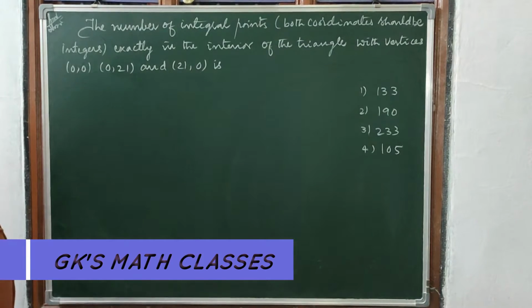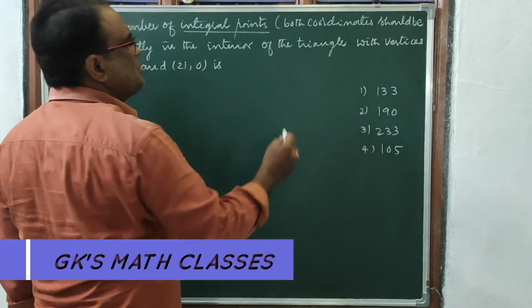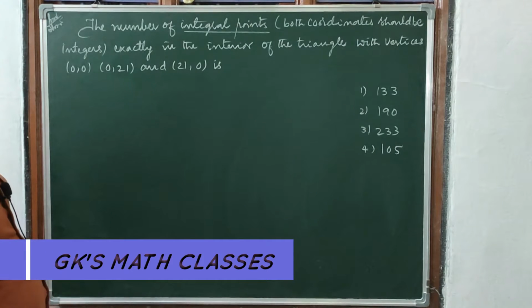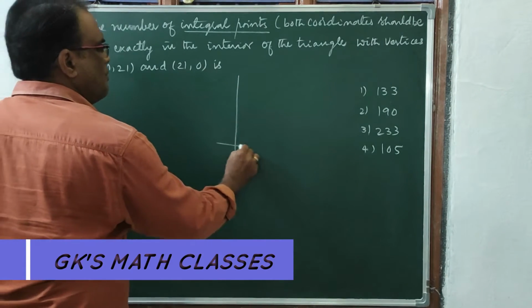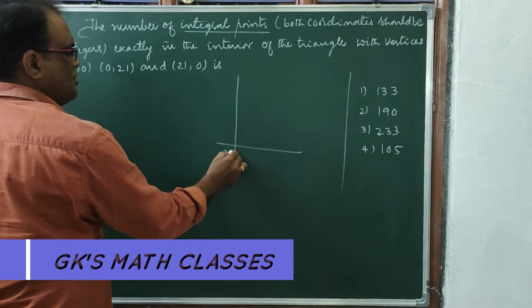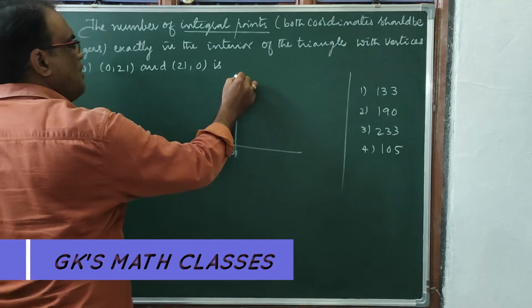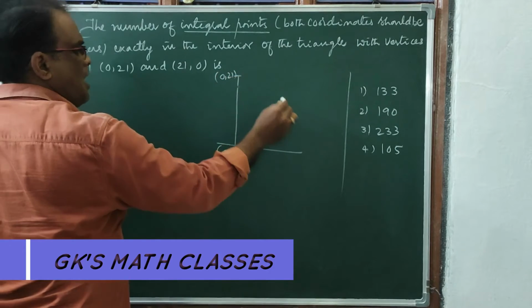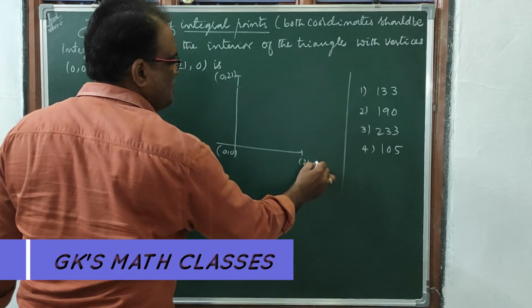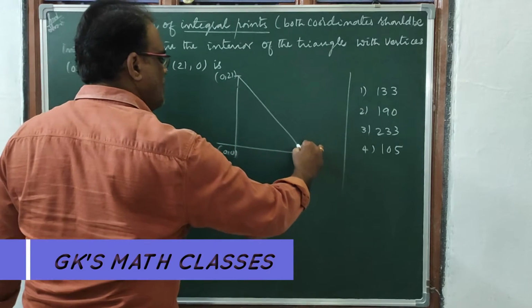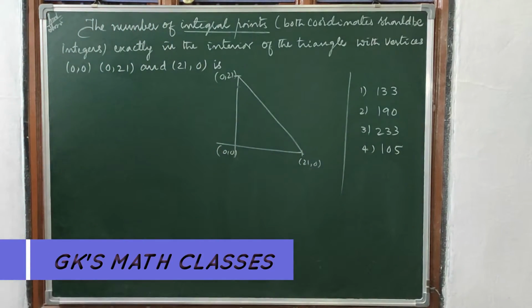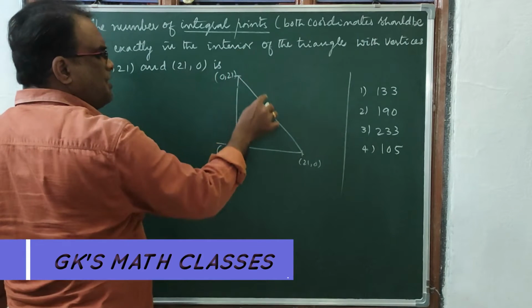The number of integral points, both coordinates should be integers. Integral point means x coordinate and y coordinate should both be integers, exactly in the interior of the triangle with vertices 0, 0, this one, and 0 comma 21, this one, and 21 comma 0, this one. Number of integral points which are interior to the triangle.